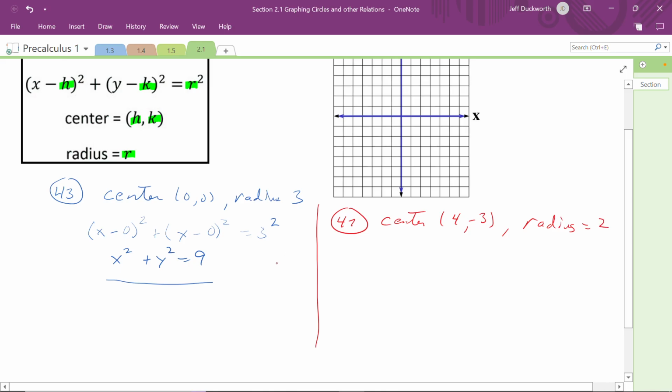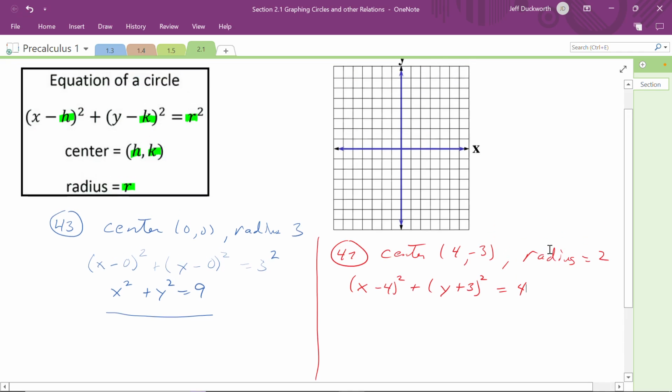So putting it into this equation, in the standard form, it's going to be x minus 4, quantity squared, because h is 4, plus y minus a -3, which means plus 3 squared equals 4, which is 2 squared. So we're done.